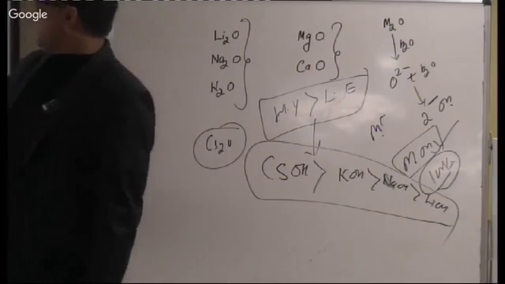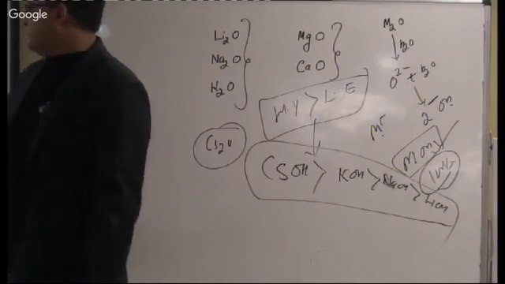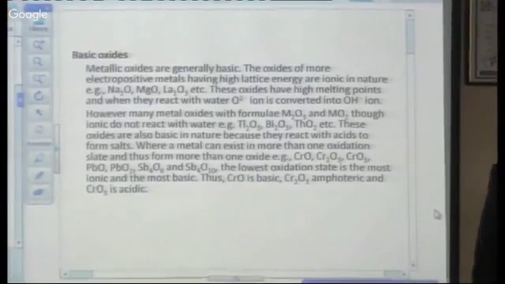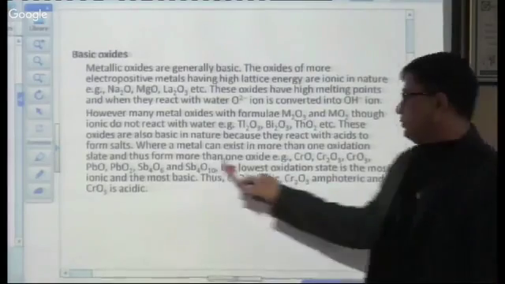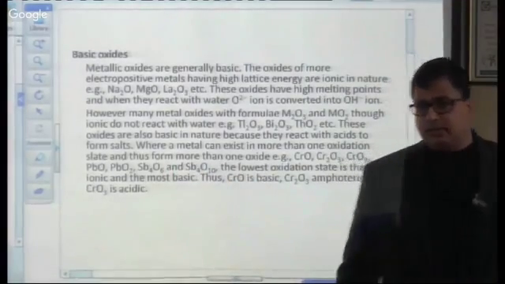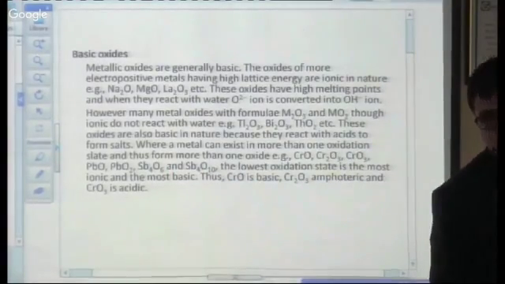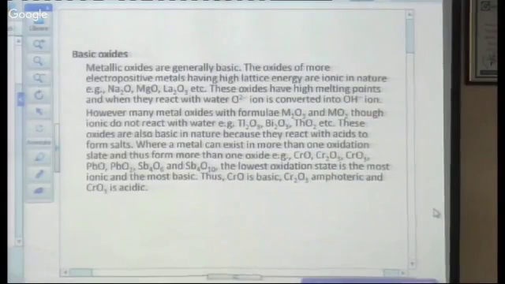Tl2O3, Bi2O3, ThO2. These oxides are also basic. Whereas CrO3, CO2, CO3, S4O6, these oxides are also basic. Not all oxides upon reaction with water give hydroxide, and some oxides are basic due to the reaction with the acids. If they react with HCl, HBr, they are treated as basic oxides. Clear?